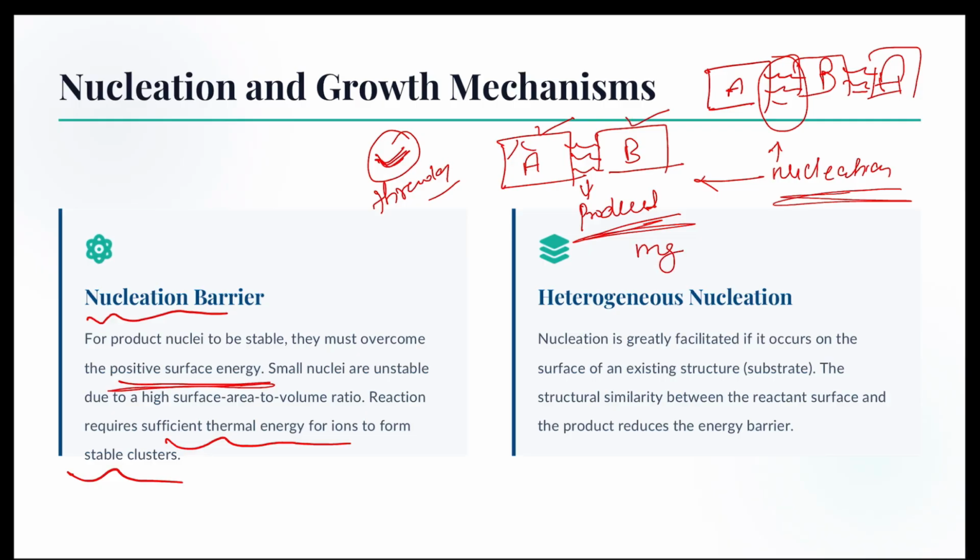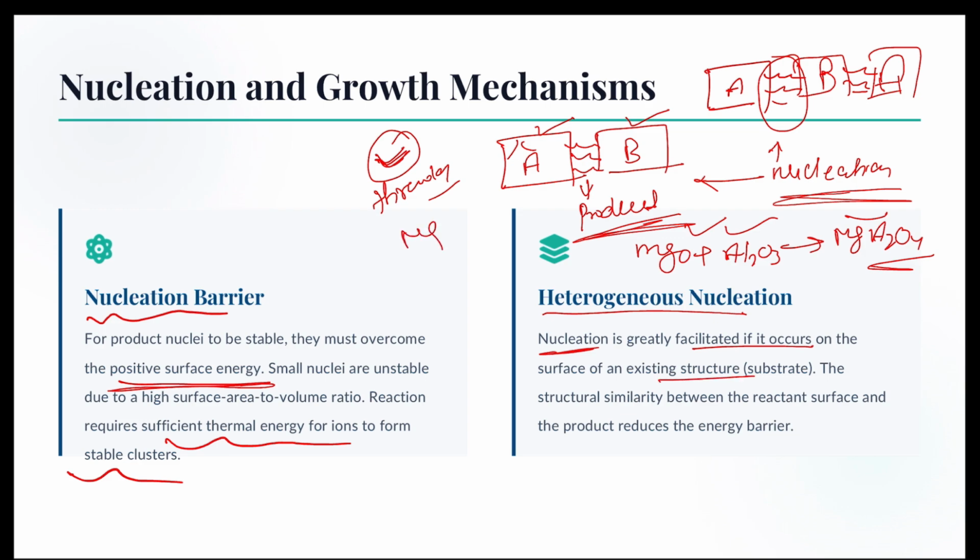Like in the case of MgO and Al2O3 reacting and forming the MgAl2O4 spinel, they all have different kinds of structures and different kinds of properties. So this is what heterogeneous nucleation actually means. Nucleation is generally facilitated if it occurs on the surface of an existing structure.